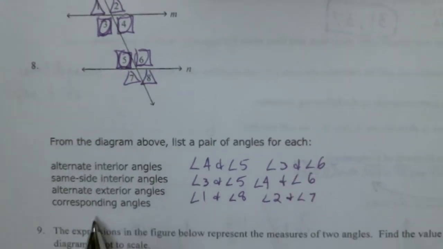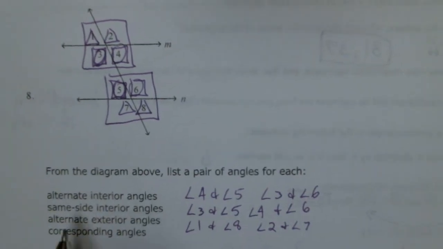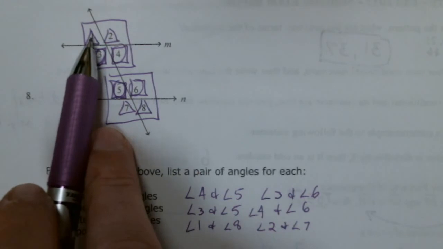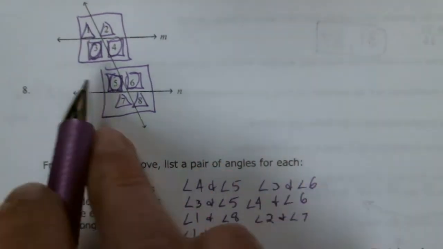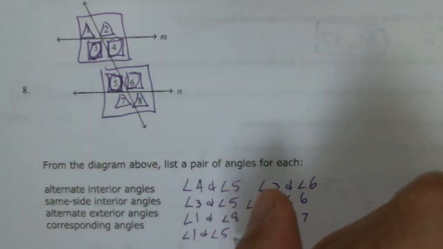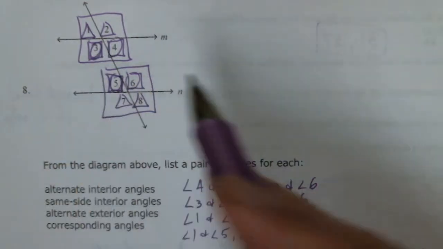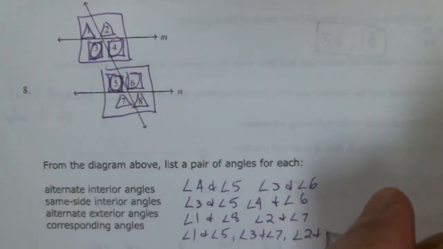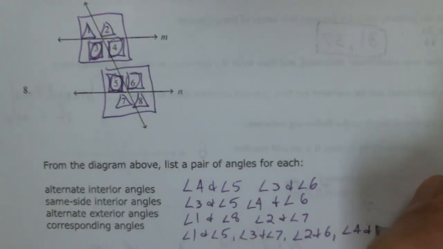All right, and then a hard one, corresponding. Okay, this is one where you've got to use my little trick that I taught you. Draw yourself a little box around the clusters of 4 angles, and corresponding would be in the same spot in the window and same spot in the box. 1 is in the top left, so 5 is in the top left. So angle 1, angle 5. 3 is in the bottom left, 7 is in the bottom left. Angle 3, angle 7. 2 is in the top right, 6 is in the top right. Angle 2 and angle 6. 4 and 8 are both in the bottom right, so they are corresponding.